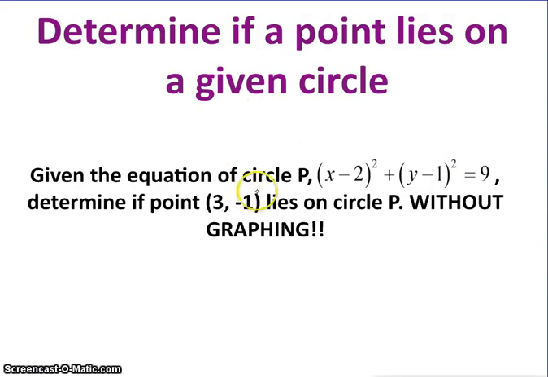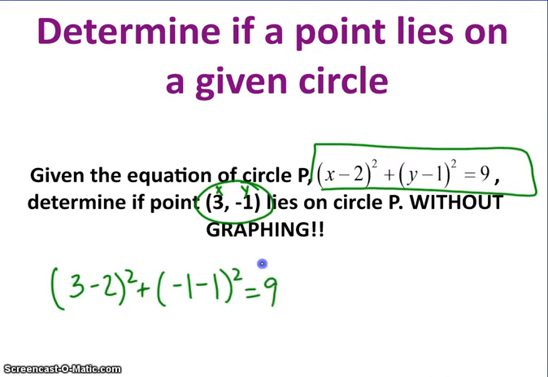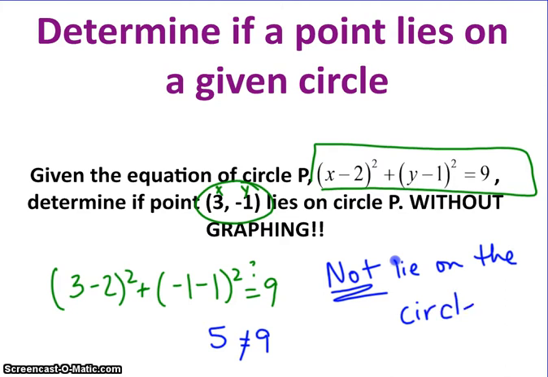Alright, now without graphing, how do we know if the point (3, -1) lies on this circle? Well, 3 is our x value, -1 is our y value. So the question is, when I plug in 3 for x and -1 for y, do I equal 9? That is the question. So take what's here on the left-hand side and type it in your calculator. You should have gotten 5. Does 5 equal 9? The answer is no, so the point does not lie on the circle.